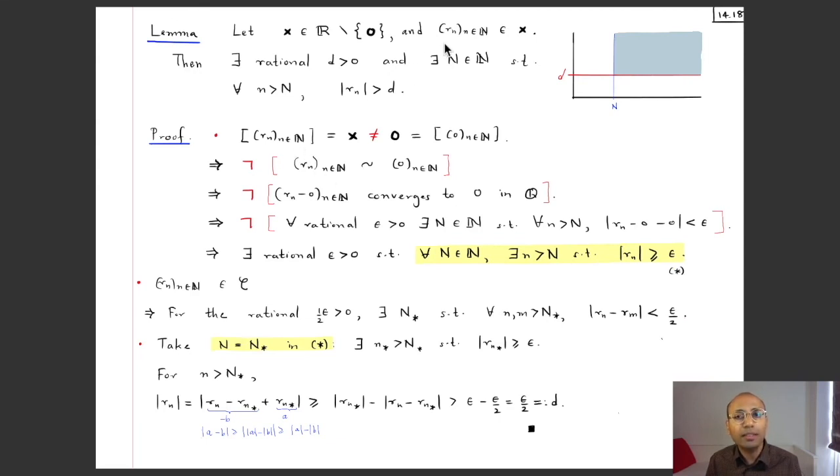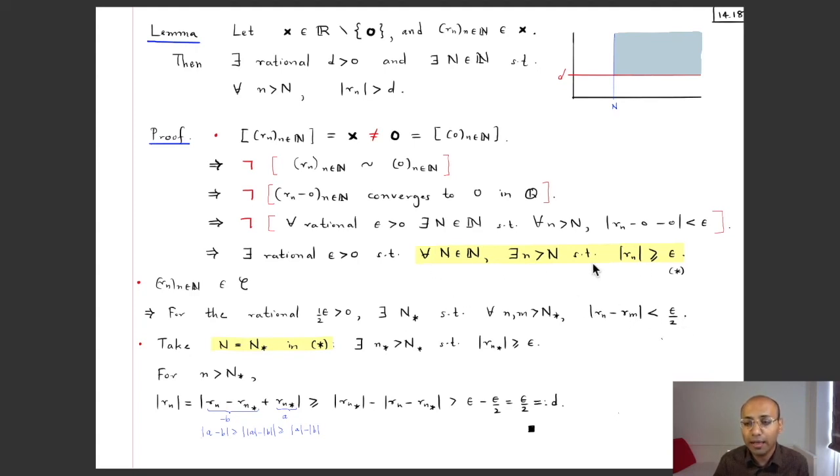Now we know that this Rn is a Cauchy sequence in Q, and so for this rational epsilon positive, we know that half epsilon is also a rational number which is positive, and so there exists a corresponding index, let's call it capital N star, such that for every little n and m which is bigger than this capital N star, we have that the mutual distance of the terms is less than epsilon by 2.